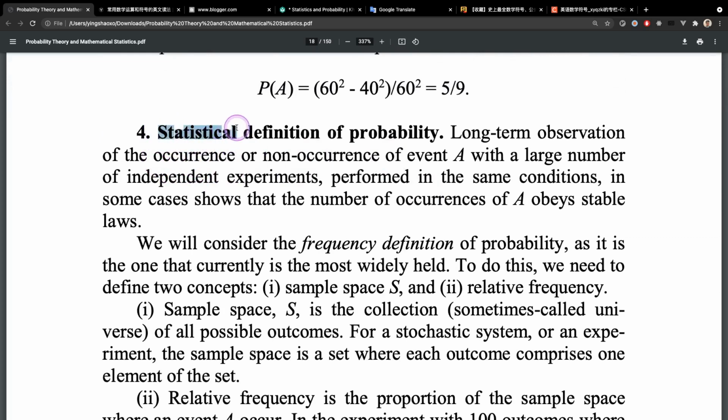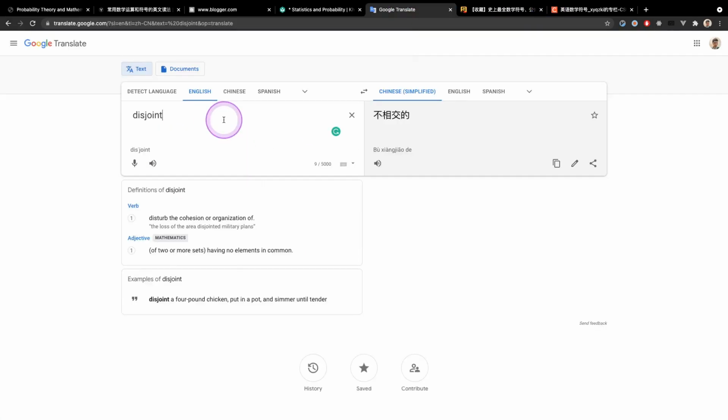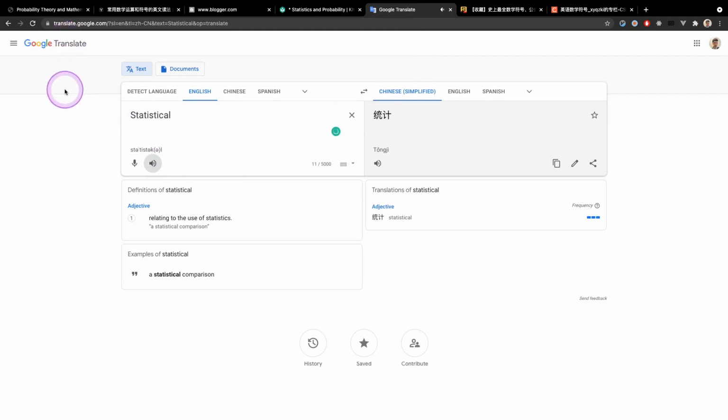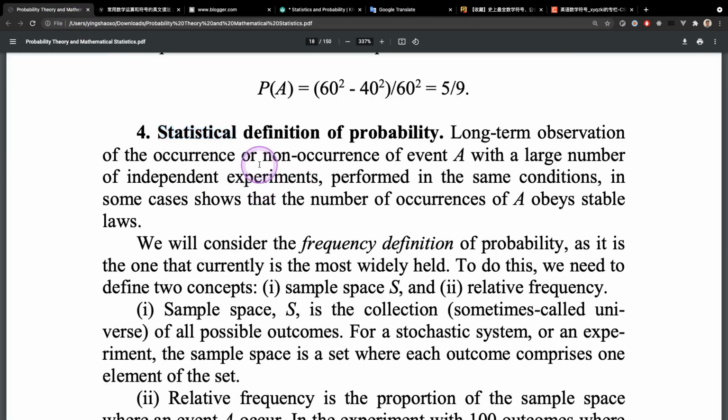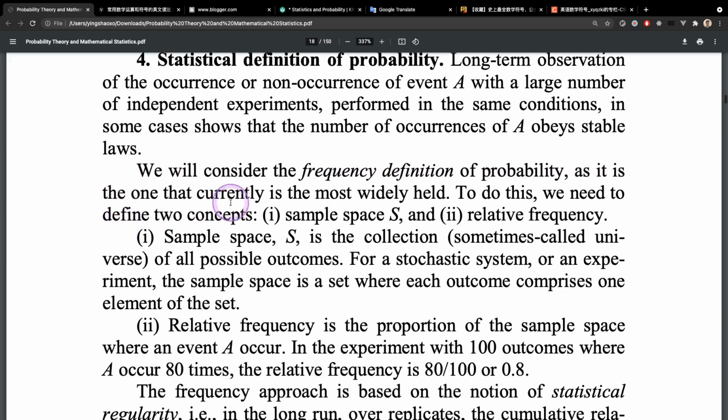And here comes a difficult one: the statistical definition. I don't know if I'm reading it correctly. Statistical, alright. Statistical definition of probability. Long-term observation of the occurrence or non-occurrence of event A, with a large number of independent experiments performed under the same conditions, in some cases shows that the number of occurrences of A obeys stable laws. We will consider the frequency definition of probability, as it is the one that is currently most widely held.